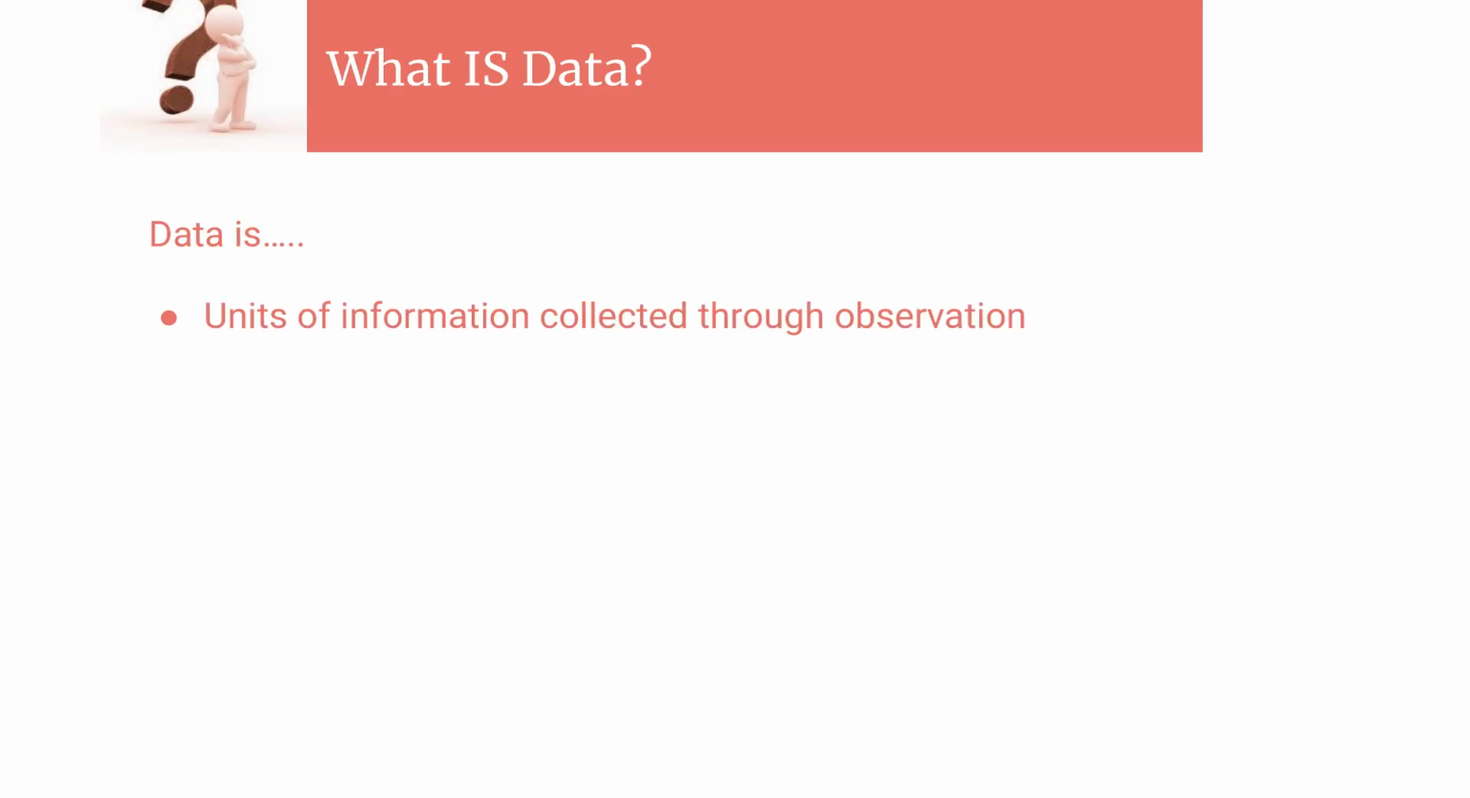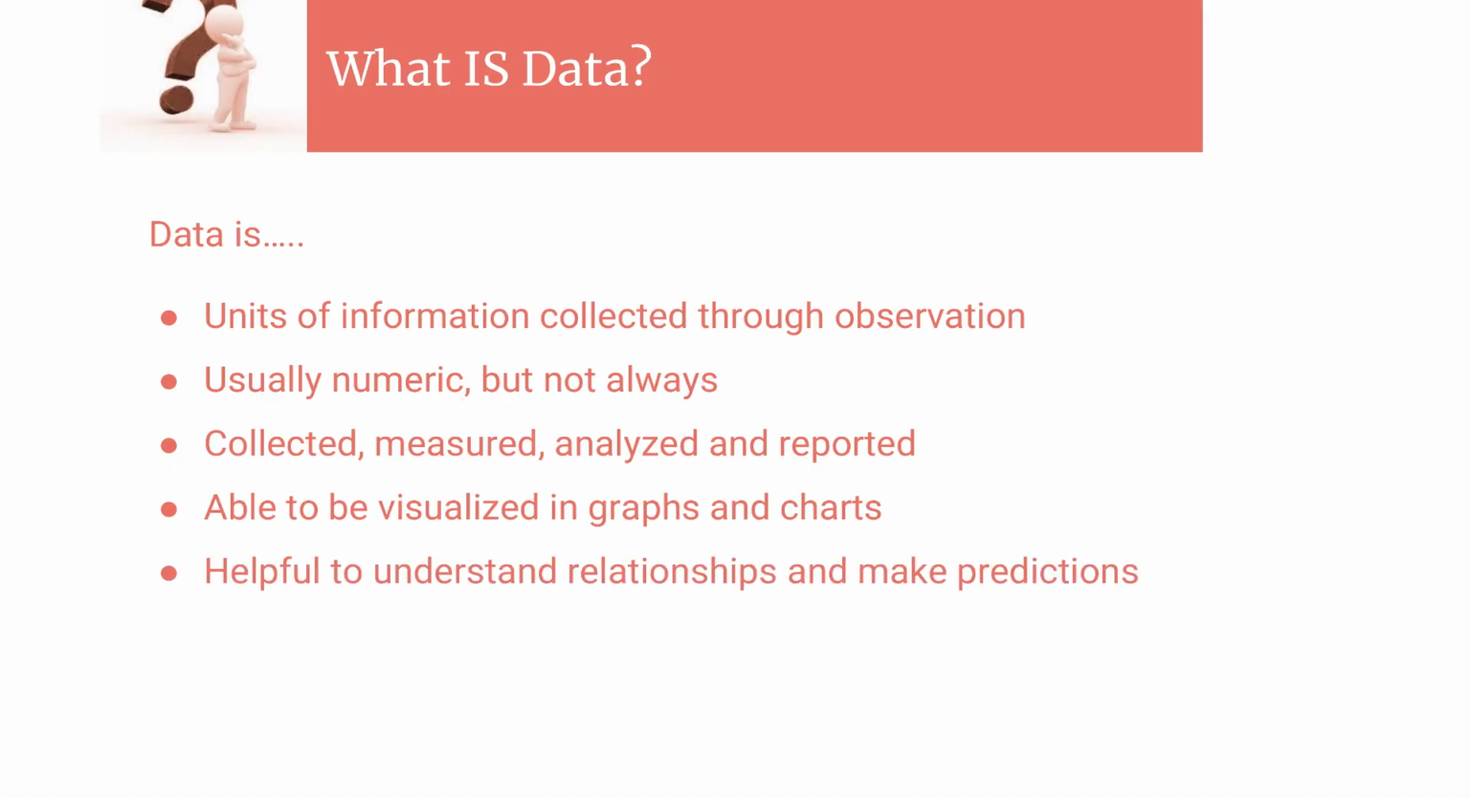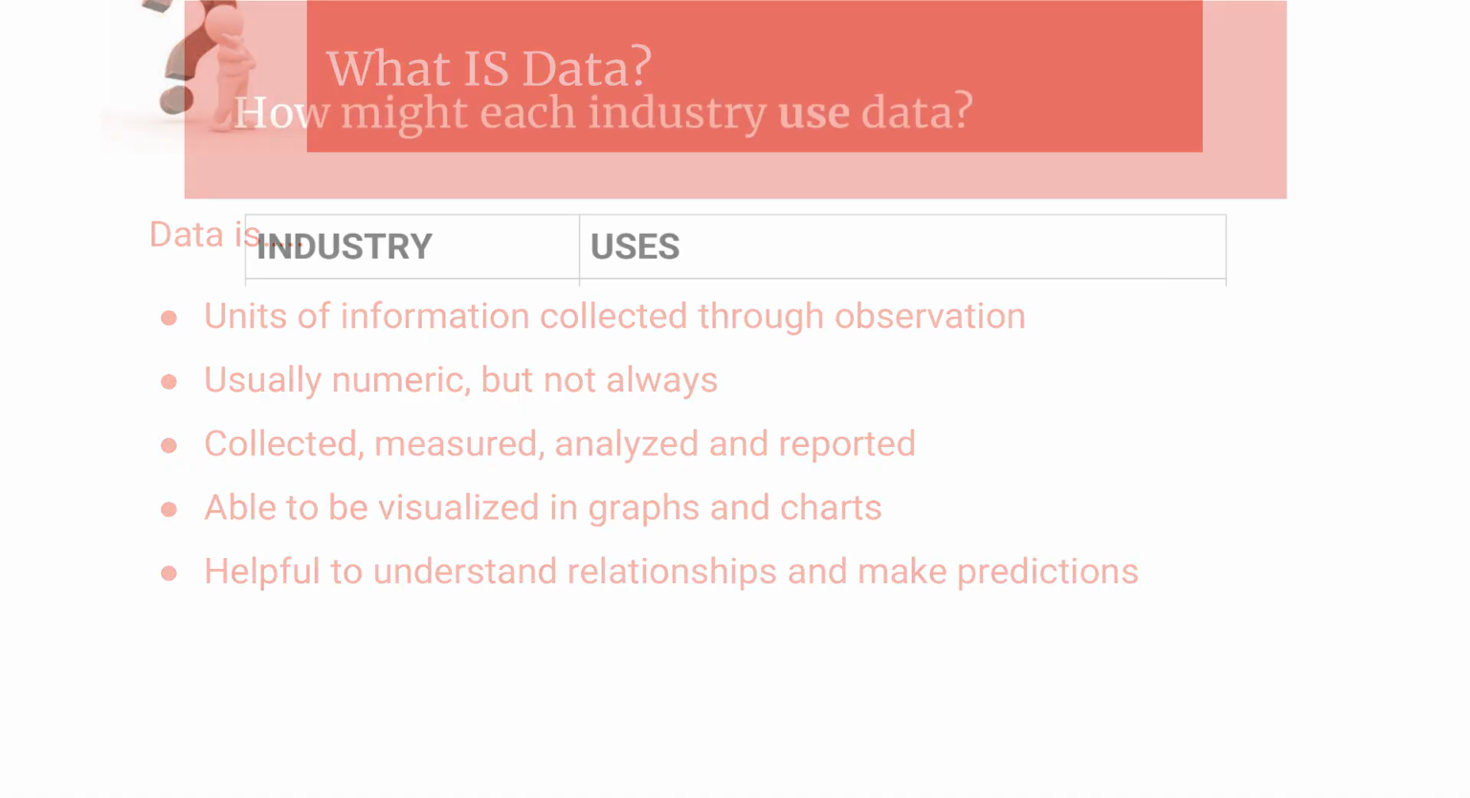So first of all, what is data? Data is a number of things. We can say it's units of information collected through observation. It is usually numeric, but not always. It's collected, measured, analyzed, and reported. It's able to be visualized in graphs and charts. And it's helpful to understand relationships and to make predictions.